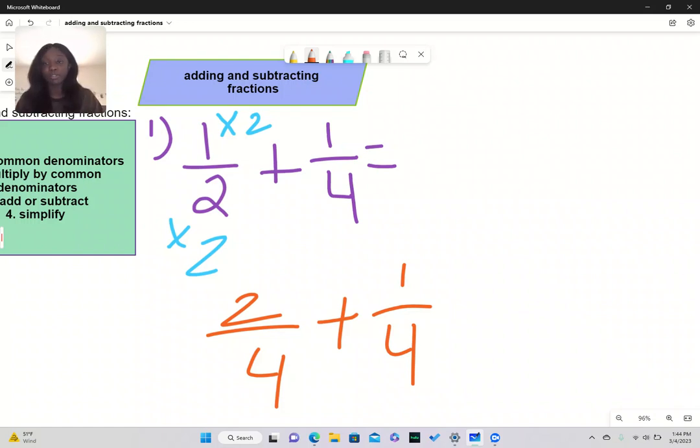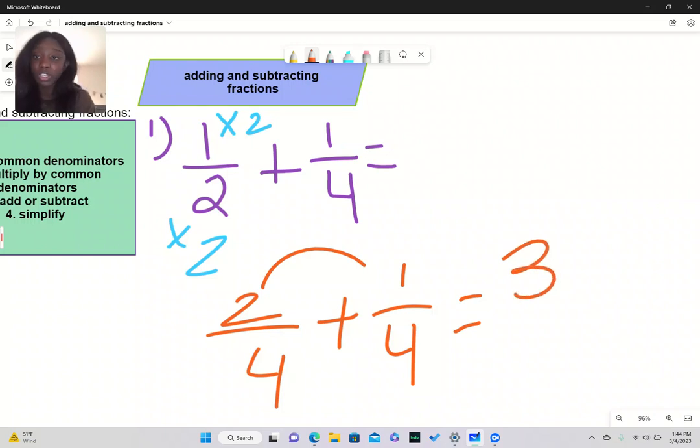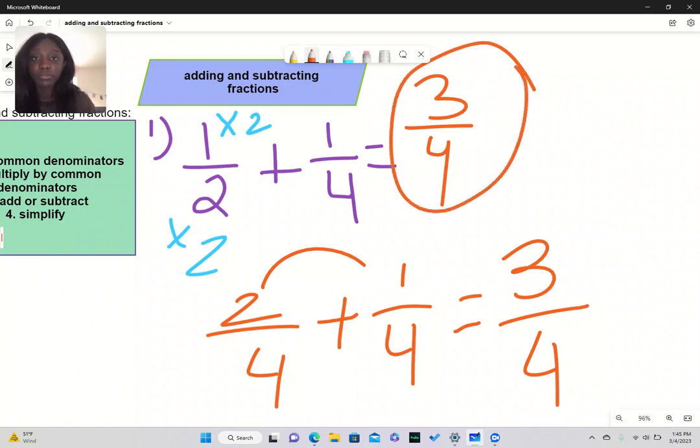If you're adding or subtracting fractions, you always have to make sure they have the same denominator. So now we can do this. What is 2 plus 1? Great, 3. And you keep the denominator the same, so now we have 3/4 as our answer. So 1/2 plus 1/4 is going to equal 3/4.